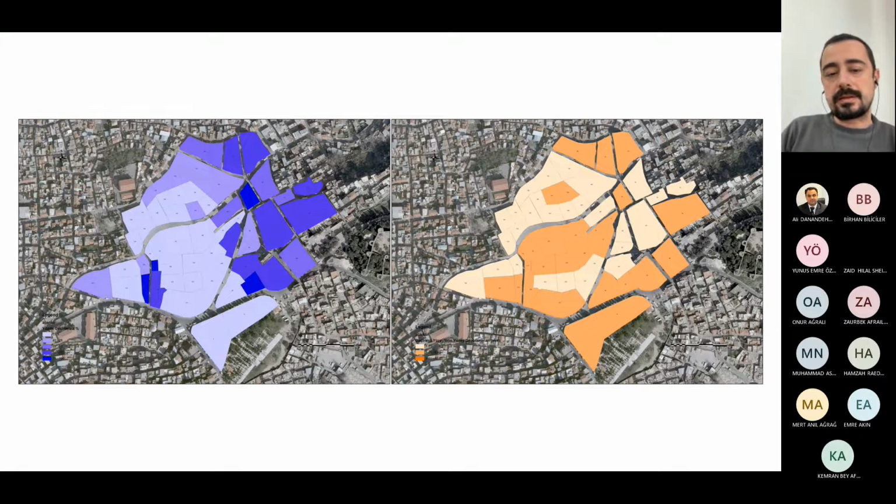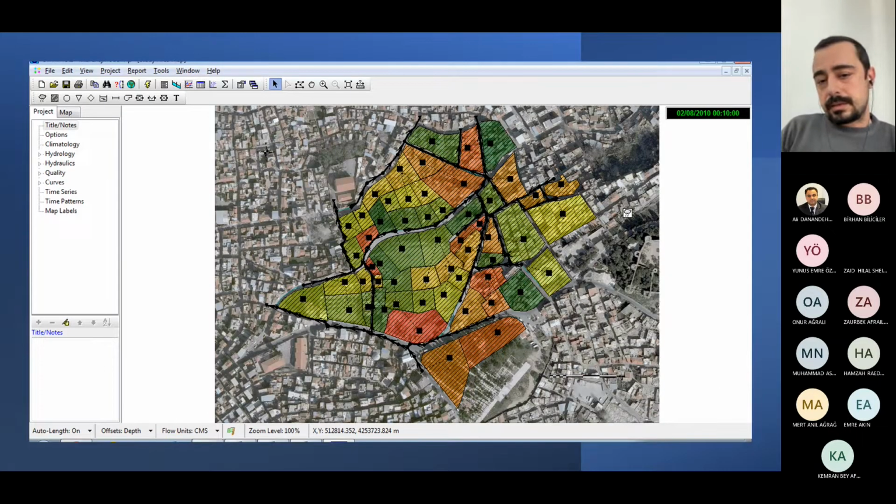And the left side is showing impervious areas. As you can tell, the darker colors are an indication that there are more impervious areas here, so we are expecting more water to come from that region. In the end, we go for a design after using this information. Now the hydrological part is finished, and we are going for the design of the structures.